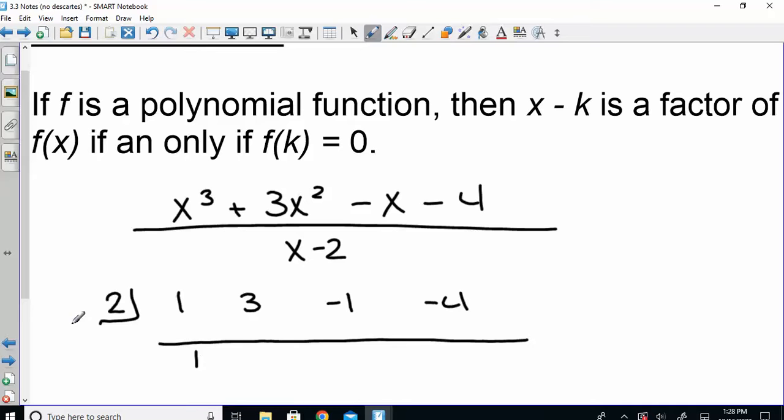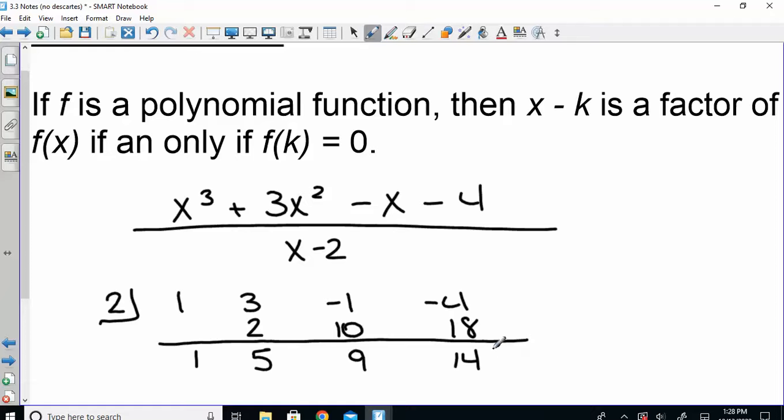So the 1 comes down. 1 times 2 is 2. Adds to 5. 2 plus 5 is 10. We get 9. 9 times 2 is 18, so we get 14. So, is this a factor? Does it divide evenly? No.